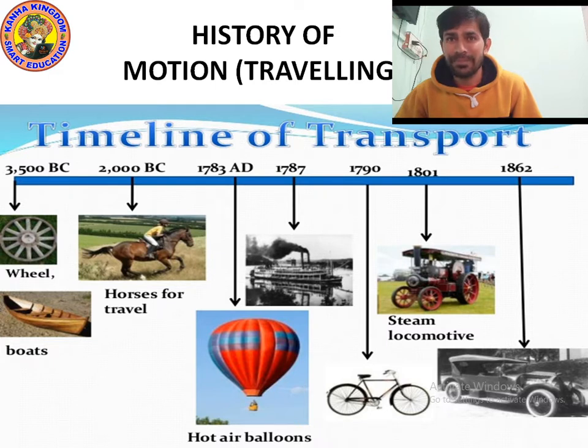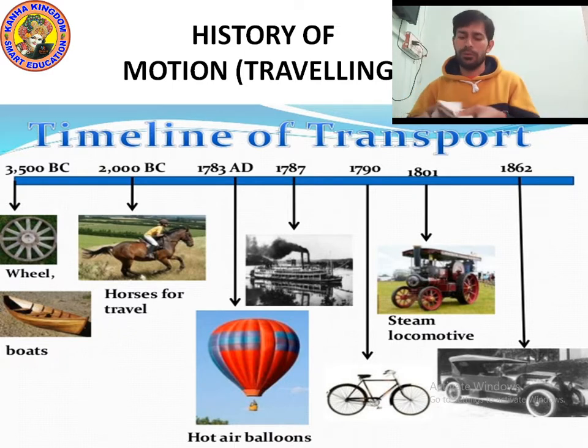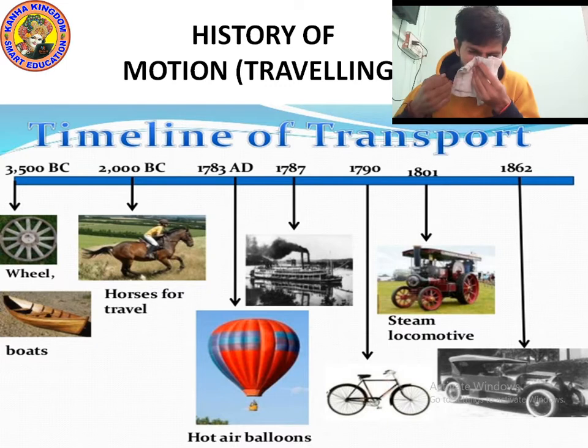And then when they started rearing animals, they started using horses, bulls, and camels. They used horses for traveling purposes. You might have seen in old movies that even for war, people used horses for traveling. It happened in 2000 BC.